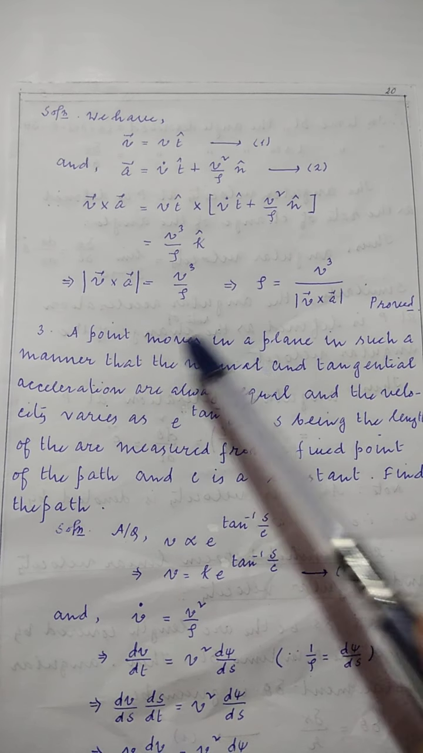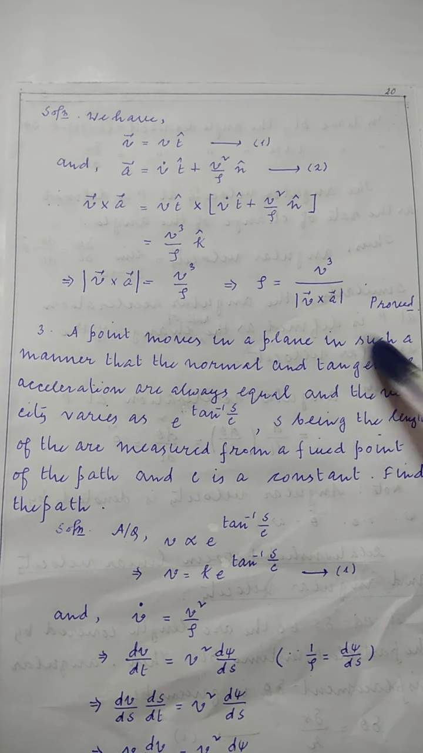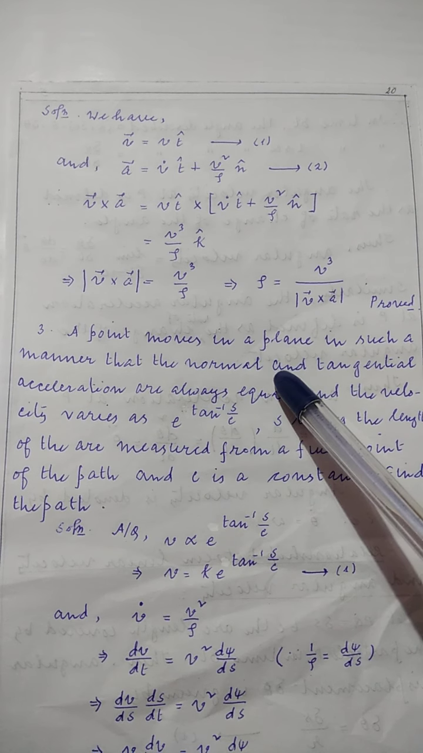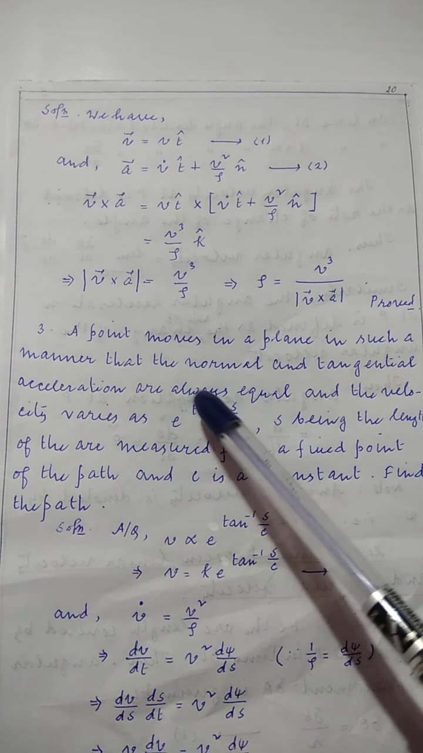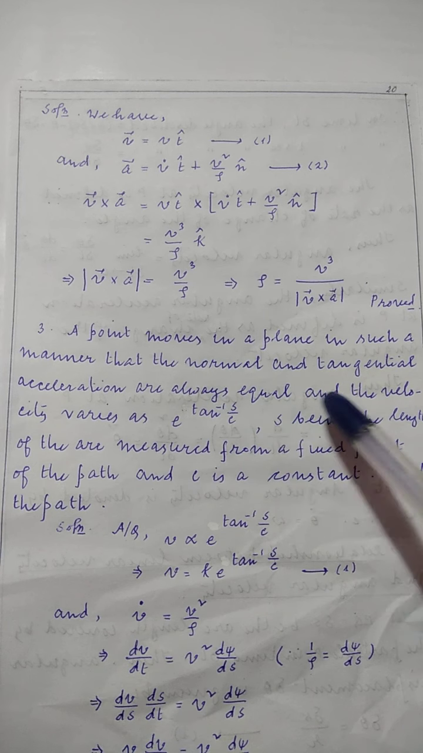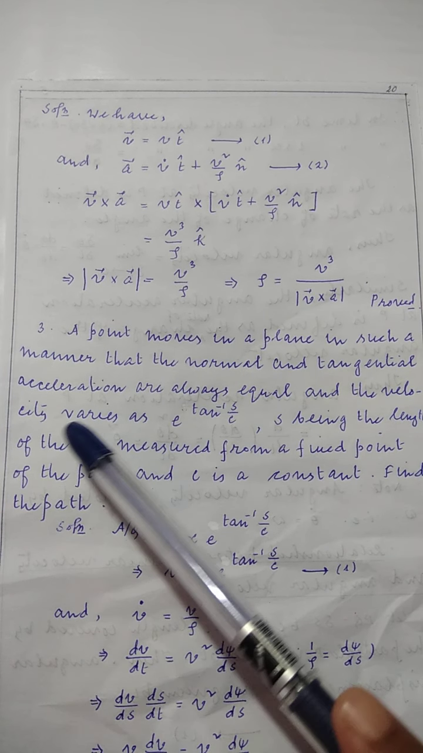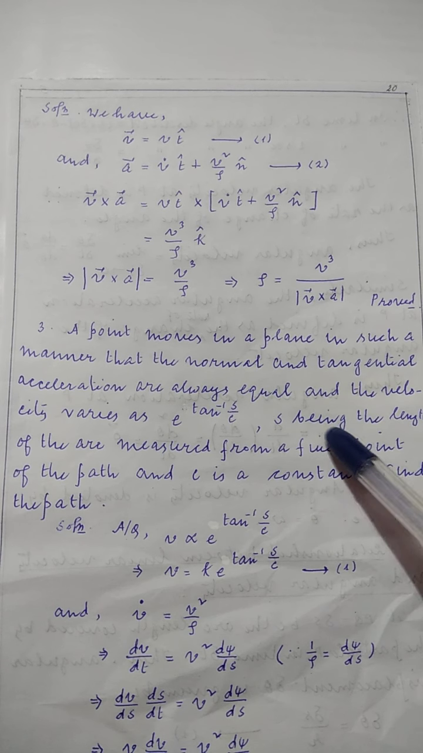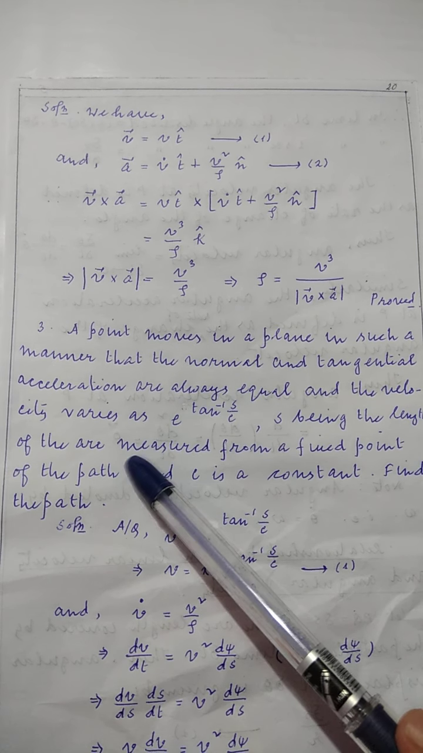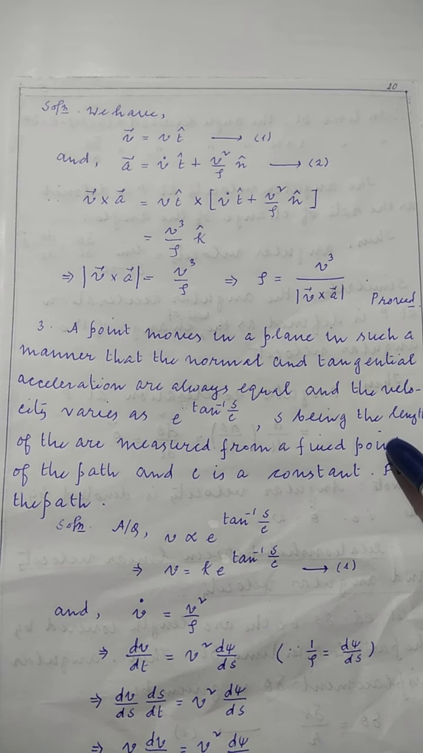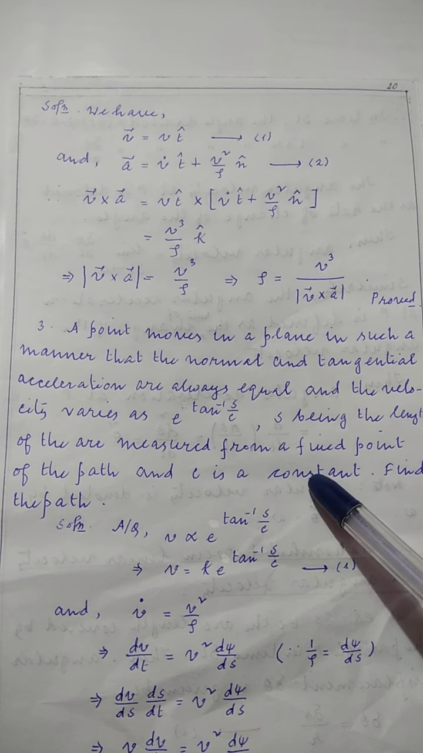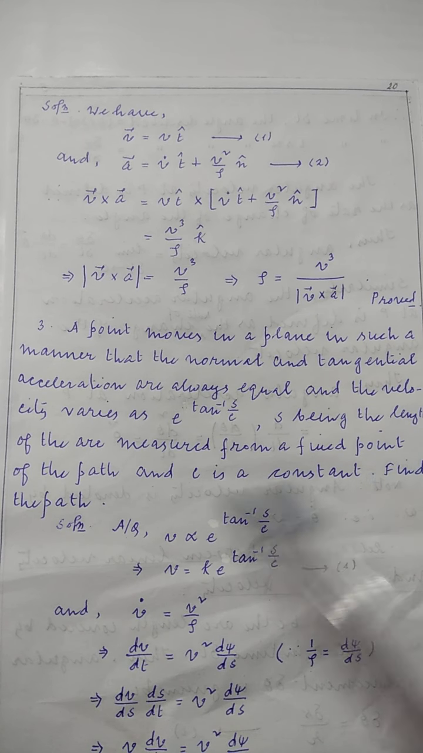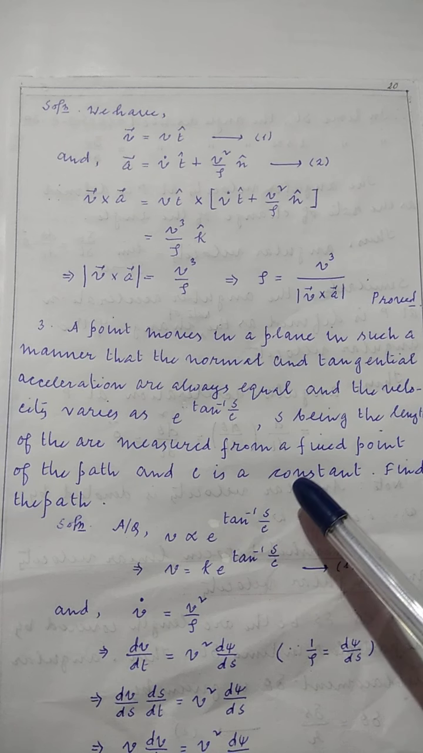A point moves in a plane in such a manner that the normal and tangential accelerations are always equal, and the velocity varies as e to the power tan inverse s by c, s being the length of the arc measured from a fixed point of the path, and c is a constant. Find the path. So here what is given?